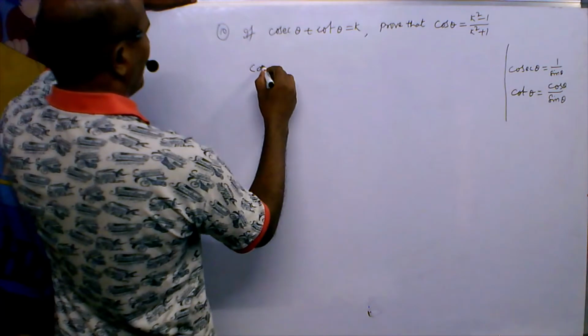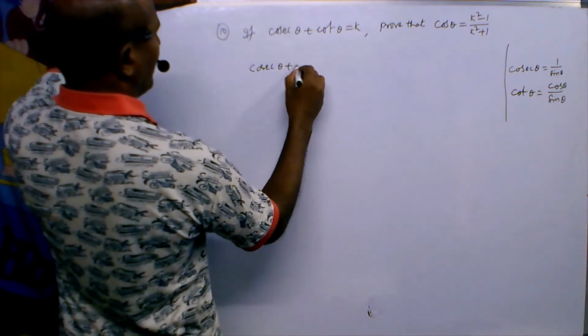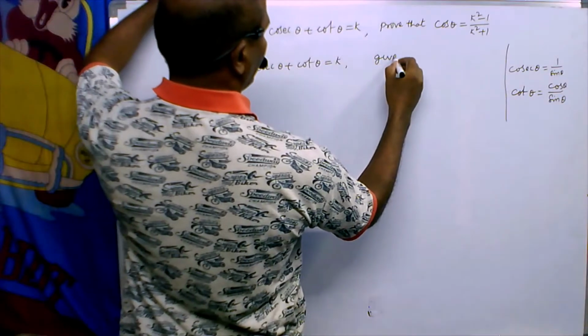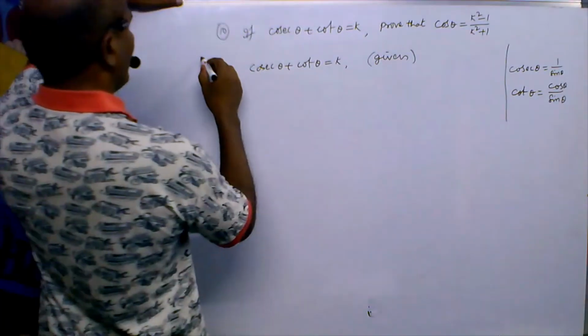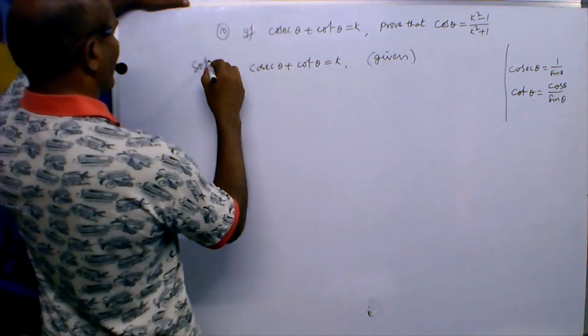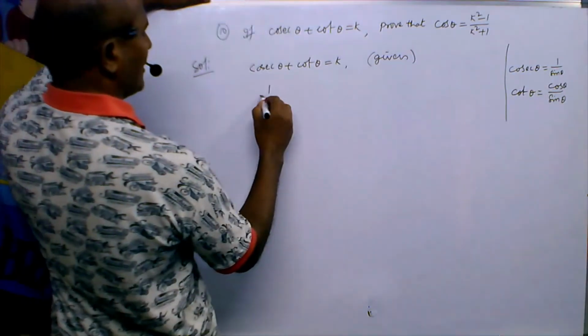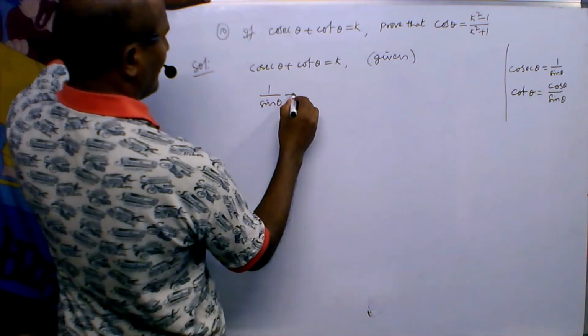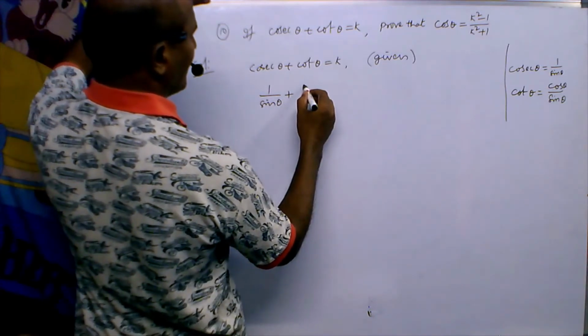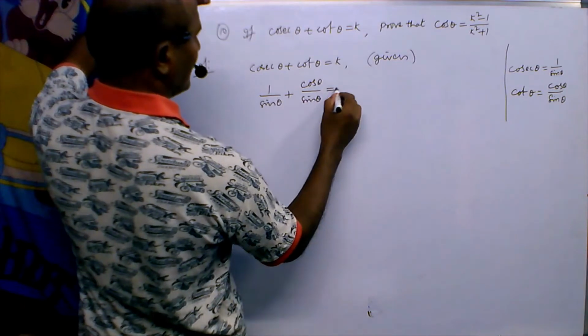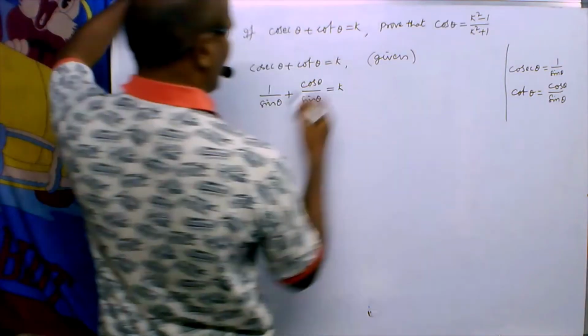Now, cosecant theta plus cot theta is equal to k. This is given. Now here cosecant theta is equal to 1 by sine theta, you can write it, plus cot theta is equal to cos theta by sine theta, equal to k. From this we have written it.